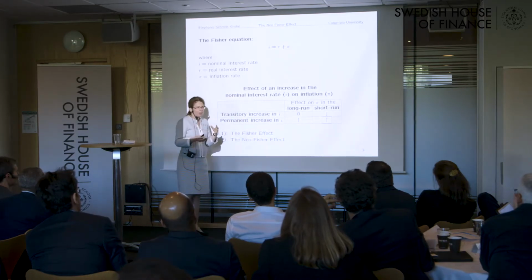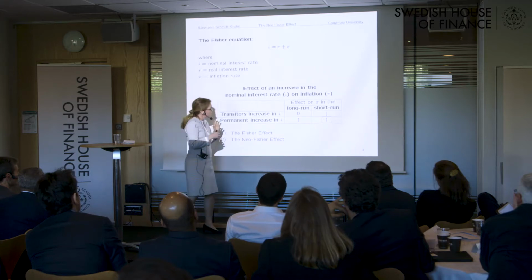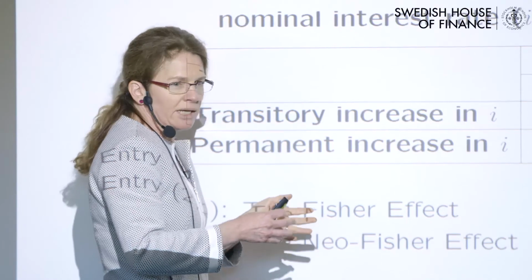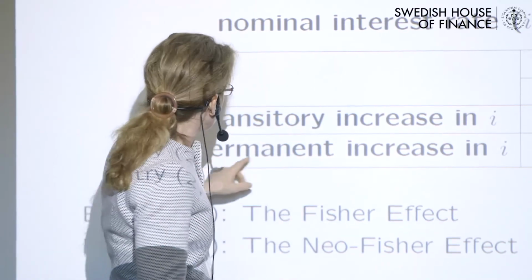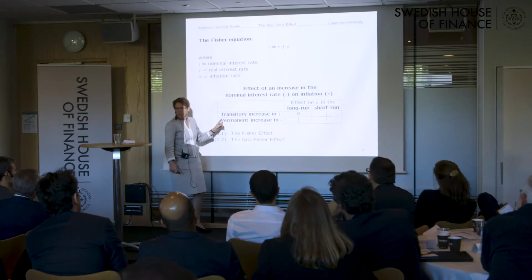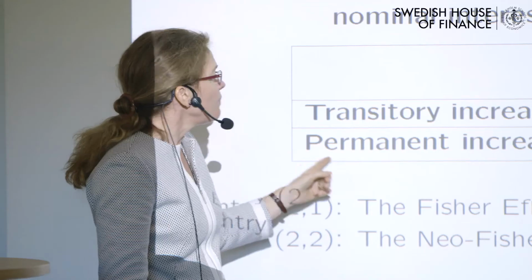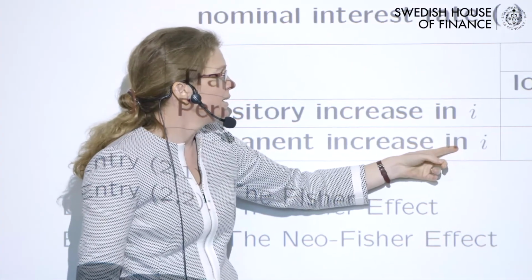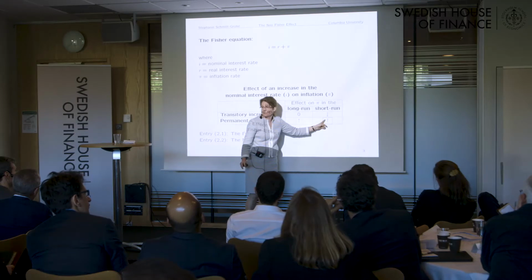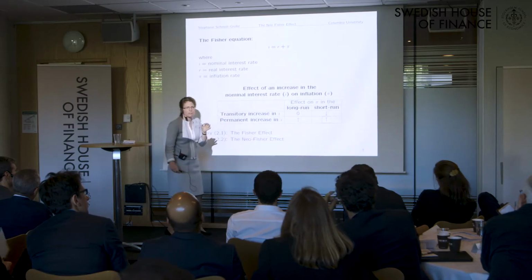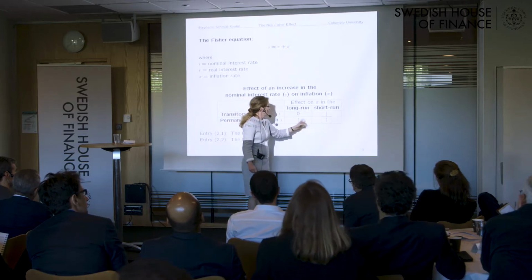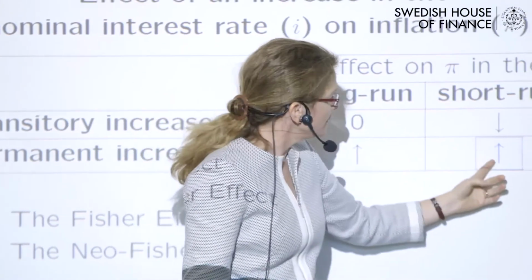So here comes the problem, and I think that has been a general feature of macroeconomics for a very long time: how to link the short and the long run. So now I want to consider row 2, column 2, which we call the Neo-Fisher effect. Suppose you have a permanent increase in the nominal interest rate, what is the effect on inflation in the short run? In the long run, we all agree that it's the same, but what happens in the short run?